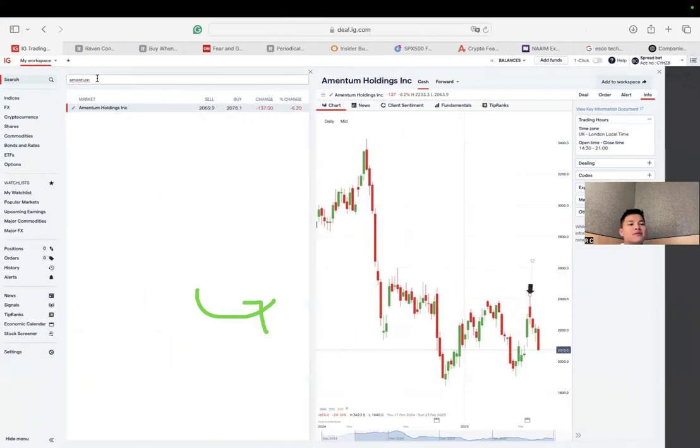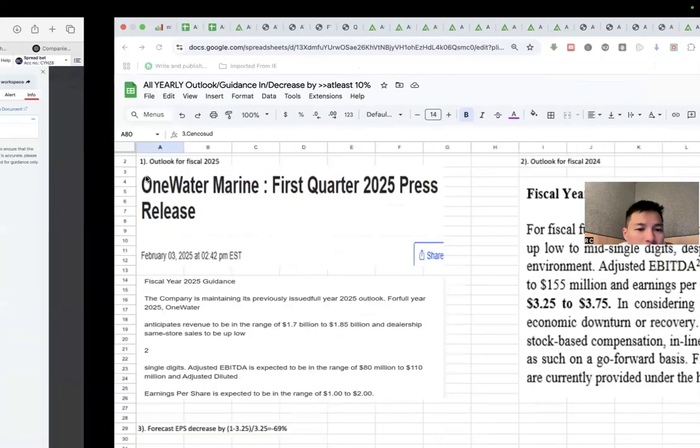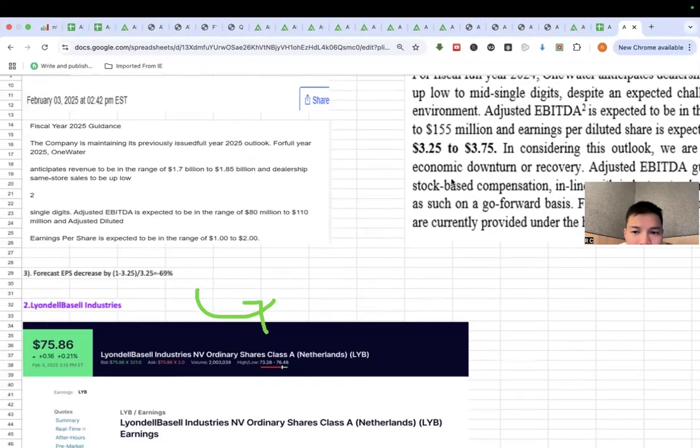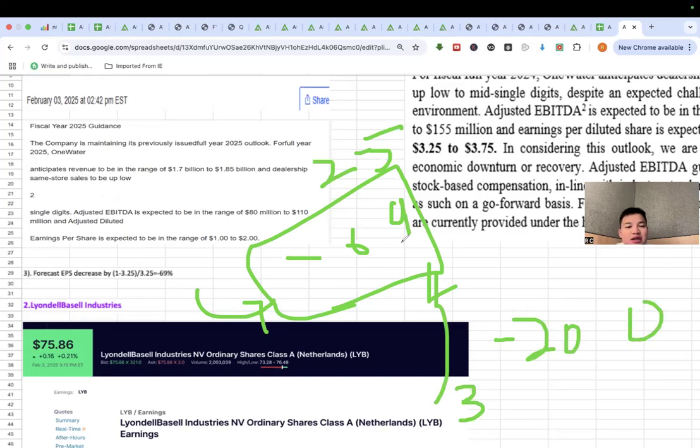One water marine. So we just need one more year because now we look at this negative 69. But the problem that we have here is that we do not know. This is only 2025 to 2024. What about 2023? What if it decreased 200%? So this decrease is not a bad news.